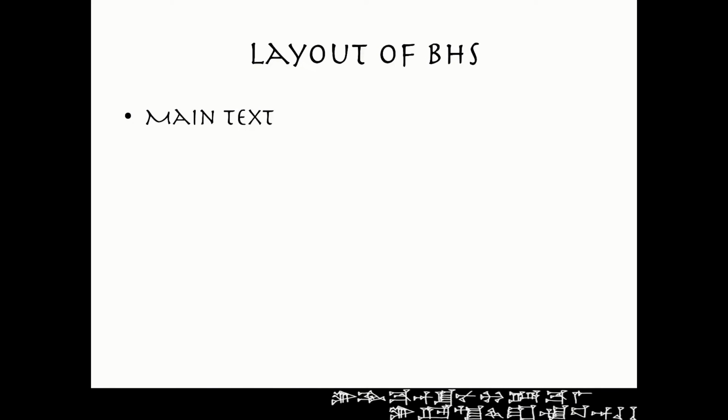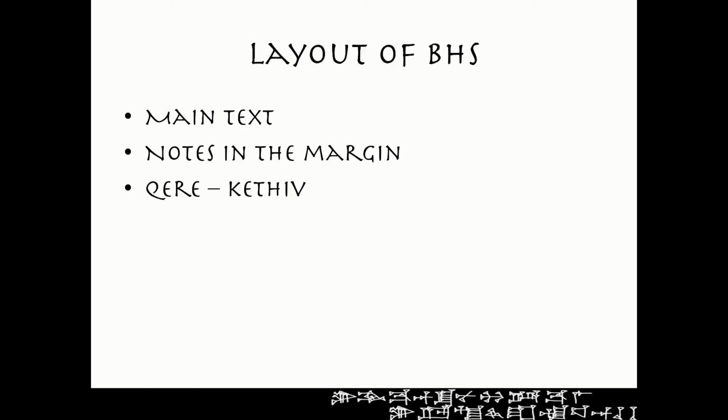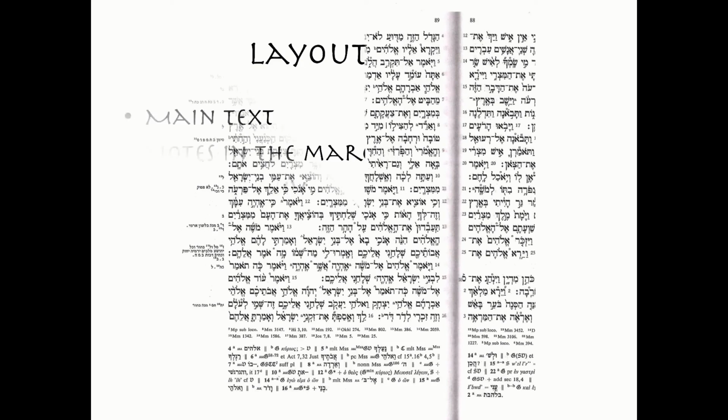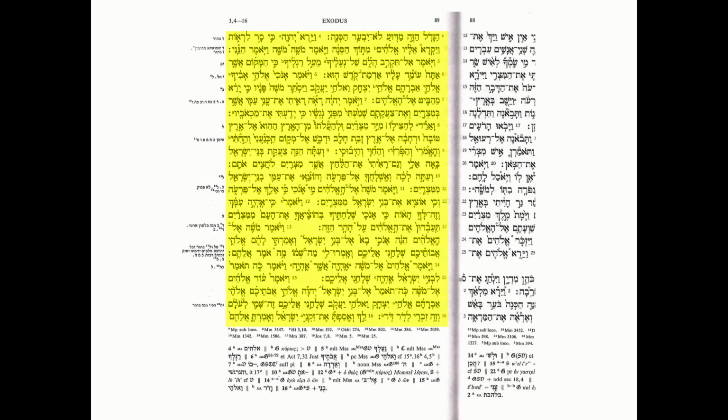So the layout of BHS, if you remember, there's the main text in the critical edition, then the notes in the margin and underneath the main text, the Masorah, the Qere and Ketiv in the notes, amongst other things, and then finally the critical apparatus. So let's review, take a look at it. Here is the main body of the text. Here are the Masorah, and then there underneath the yellow is the critical apparatus.